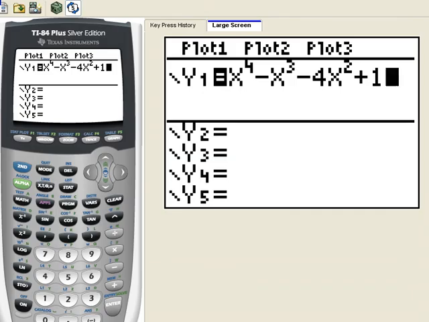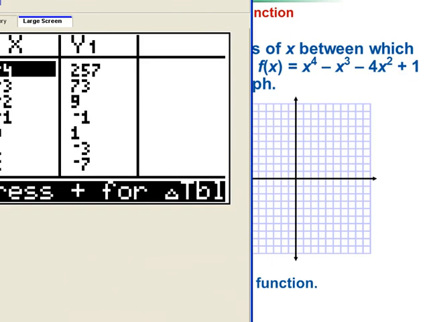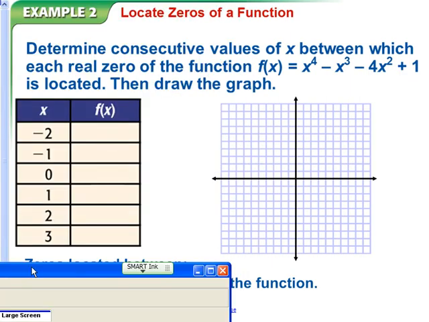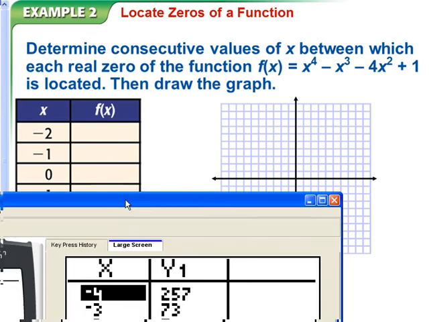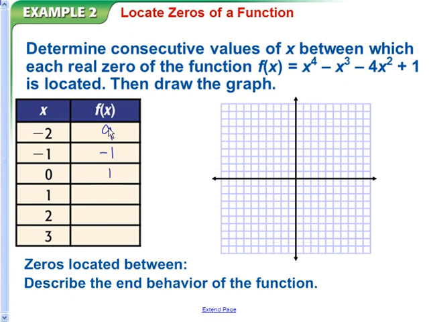So I've typed it in there, and then I'm ready to look at my table. Second graph to look at your table. And let's figure out where my value needs to be. I need to start at -2. Maybe I can slide this over here. Okay, at -2, it is 9, -1, 1, -3, -7.